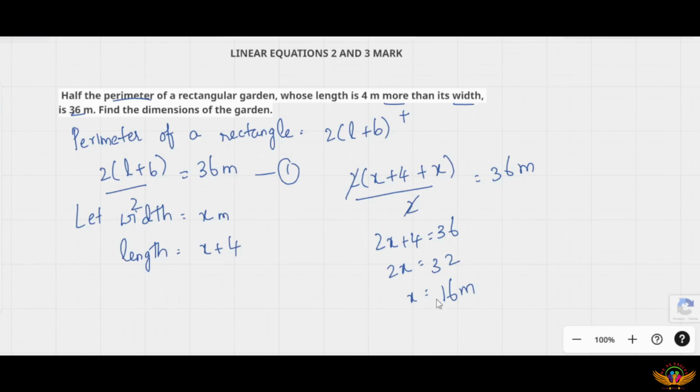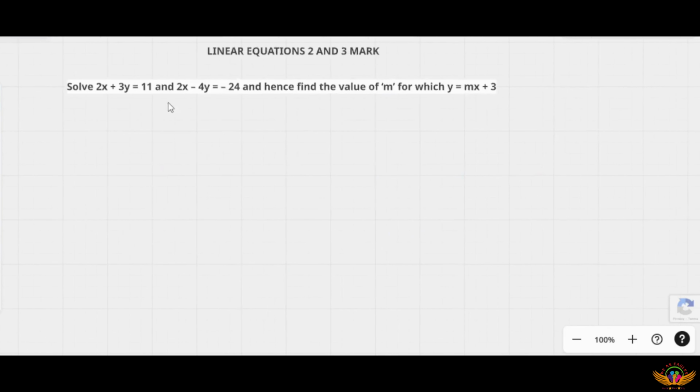And then substitute this x value in equation number 1. Okay. So yes, no need, right? Directly we can go with the length. No need for equation 1 and 2 here, because already we know that length is x plus 4. Directly we can do here the length. x is 16 plus 4, that is 20. So the length is 20 meters and the width is 16 meters.